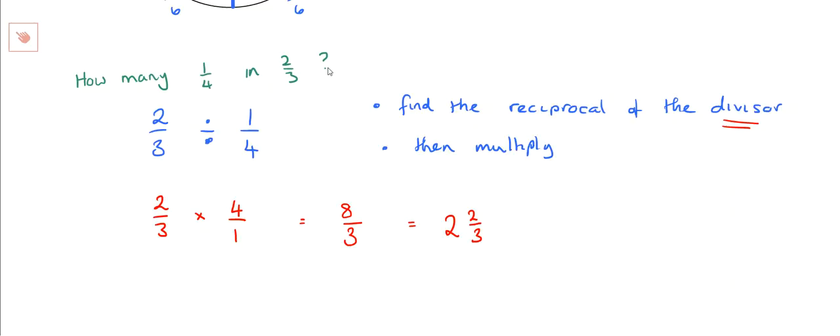So again using your whiteboards, could you explain that? Could you think of a diagram that would show why the answer is 2 and 2/3? Might be a hard one to do, but try and explain why. And maybe it will then help you realise why the number gets bigger. How many quarters are there in 2/3?